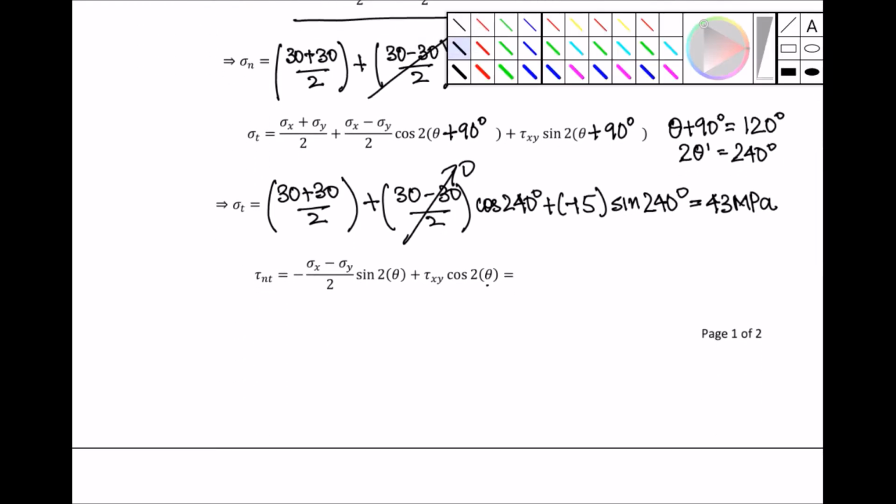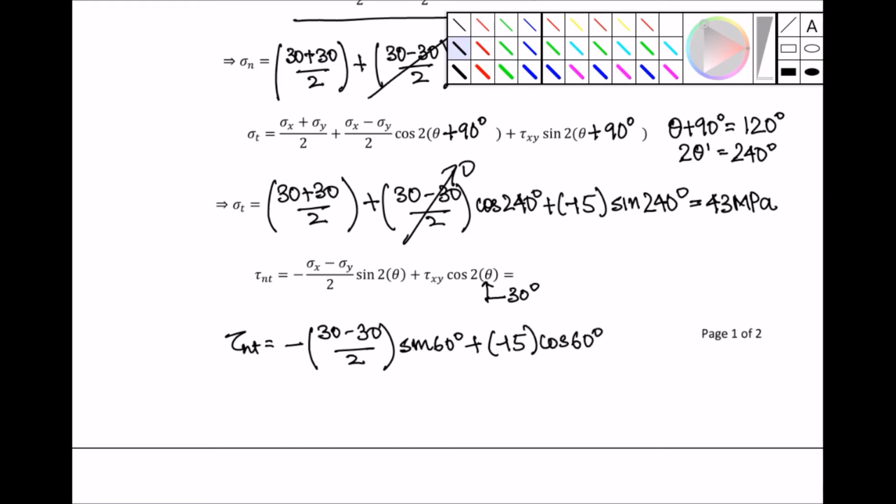Again, if we plug in theta equals 30 degree in our expression for tau nt, we'll end up with tau nt being equal to a minus 30 minus 30 divided by 2 sine 60 degree plus a minus 15 cosine 60 degree, equal to a minus 7.5 MPa.